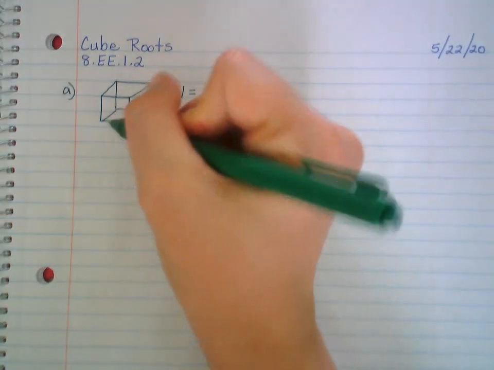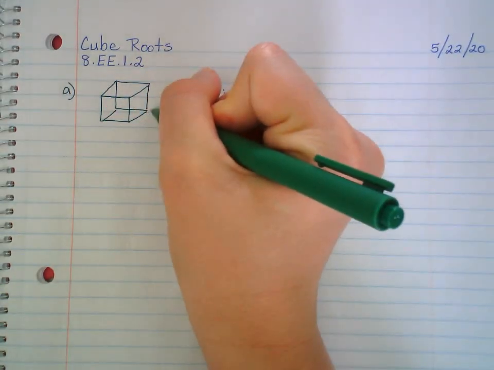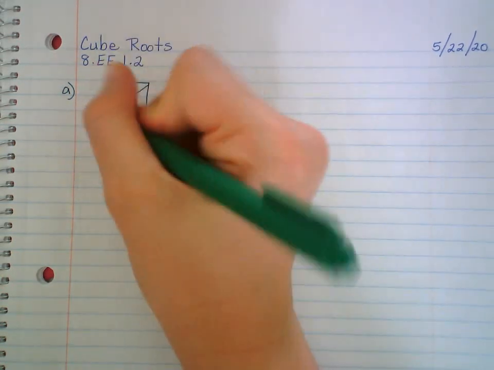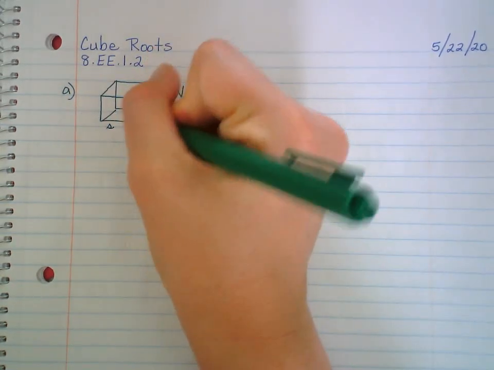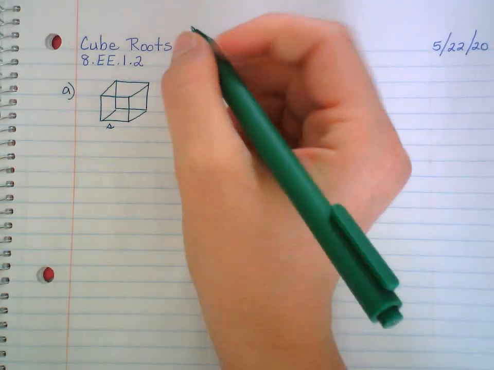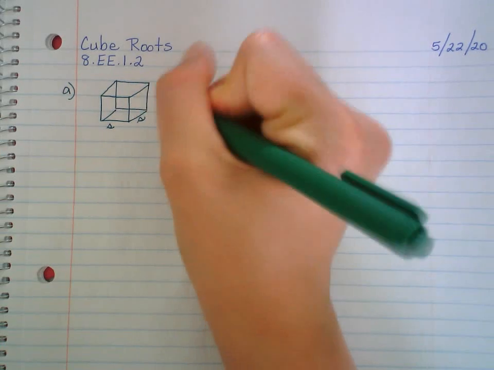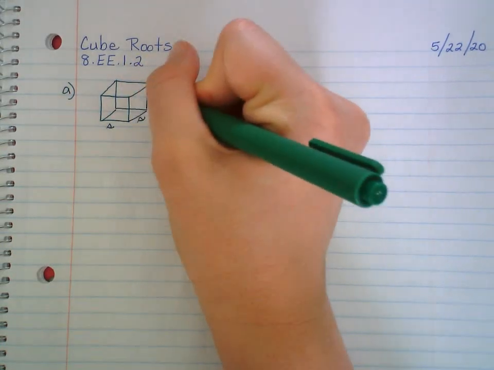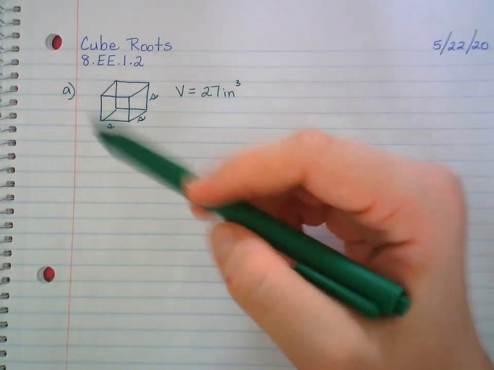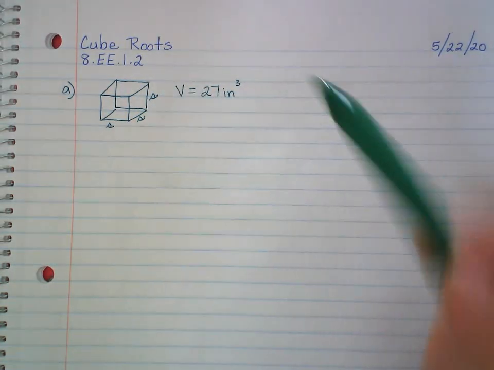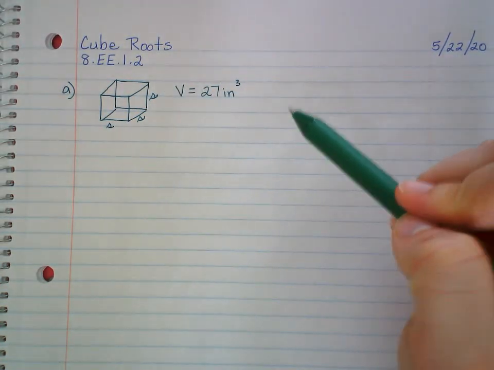So volume is length times width times height. If it's a cube, all the side lengths are the same. So we can say side, oops, I did a Spanish, oh my goodness, a cursive S. Side by side by side. So side times side times side. So what number, when you multiply it by itself 3 times, is 27?